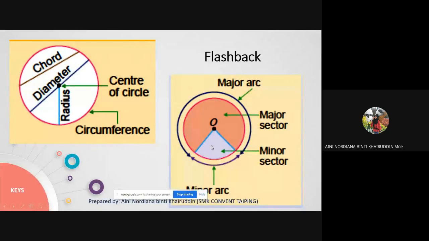Also, you have learned this one is the minor sector, the blue one. And the red here is the major sector. The whole pink is the circumference, but when there is only a part, we call it an arc. This is the minor arc because the length is smaller. And the dark blue is the major arc.